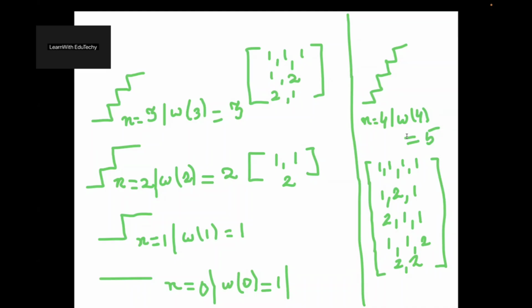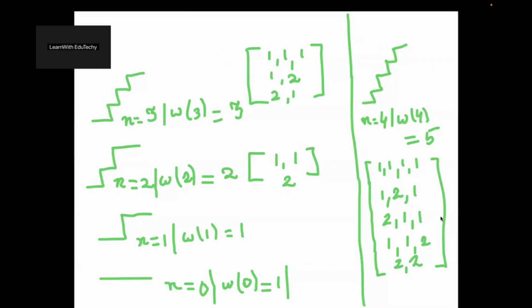So what are the possible ways? We can climb one step at a time, 1 comma 1 comma 1 comma 1. Or we can climb one step, then two steps, then one step. Or we can start with two steps followed by one step and one step. Or we can climb one step followed by another step and then take two steps. Or the final way that we can climb to the fourth floor is we can take two steps and then two steps, right? So I hope the problem statement is completely clear to all of us.